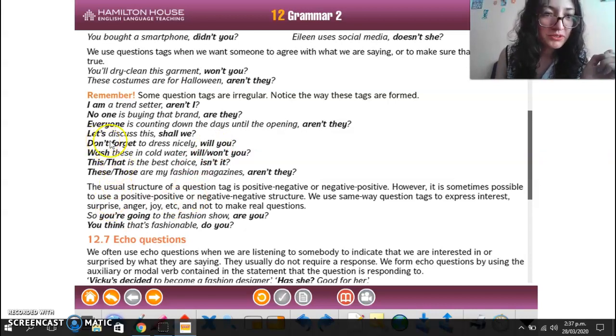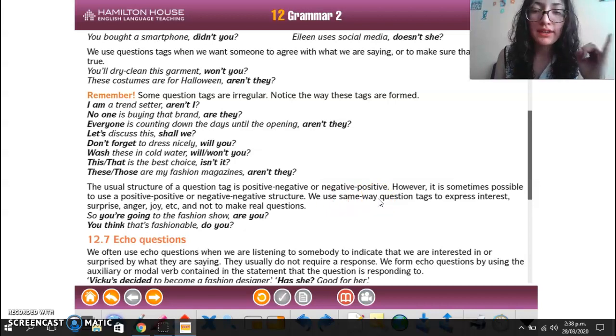For example, let's discuss this, shall we? This is a positive, positive structure, because this is an affirmative or positive sentence, and the tag is positive too, okay? And also you can use a negative, negative structure. They are called same way questions, don't forget.